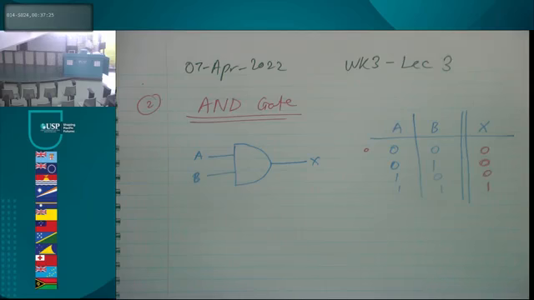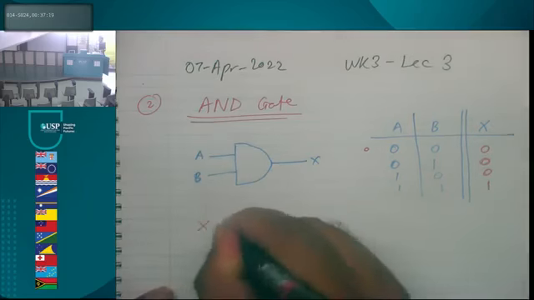Now, the Boolean algebra method to write this is X equals A.